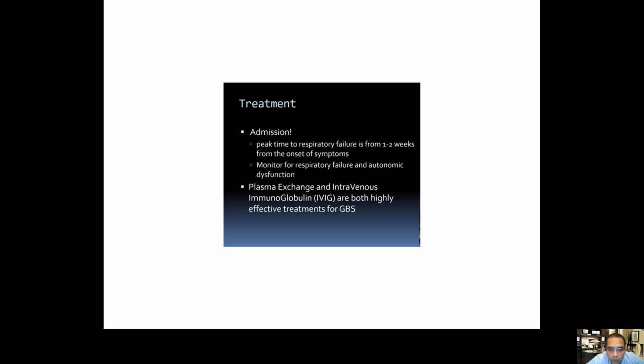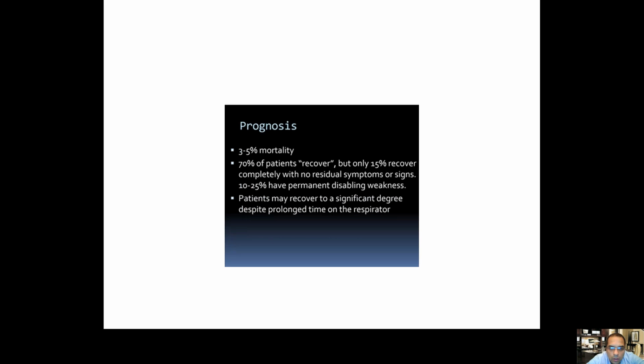To treat it, you have to admit them to the hospital. The peak time to respiratory failure is from 1 to 2 weeks from the onset of symptoms, so you monitor the respiratory muscles and autonomic dysfunction. They might sometimes benefit from plasma exchange and intravenous immunoglobulin. The reason for this is that when you do the plasma exchange, you take out the antibodies and give time for the body, or the nerves, to recover. They're both highly effective treatments for Guillain-Barré syndrome.